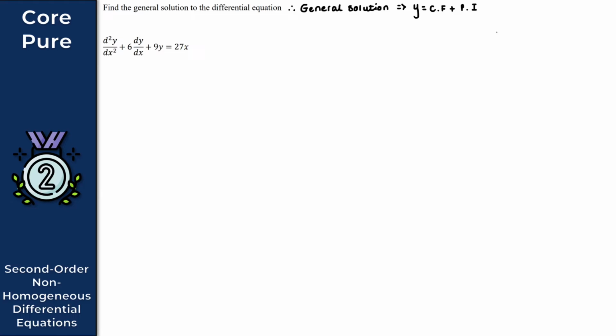So for questions like this, I like to break this down into two different parts. Part 1 is finding the complementary function, and part 2 is finding the particular integral. So let's start by finding the complementary function, c.f. To find the complementary function, the first thing that we require is the auxiliary equation.